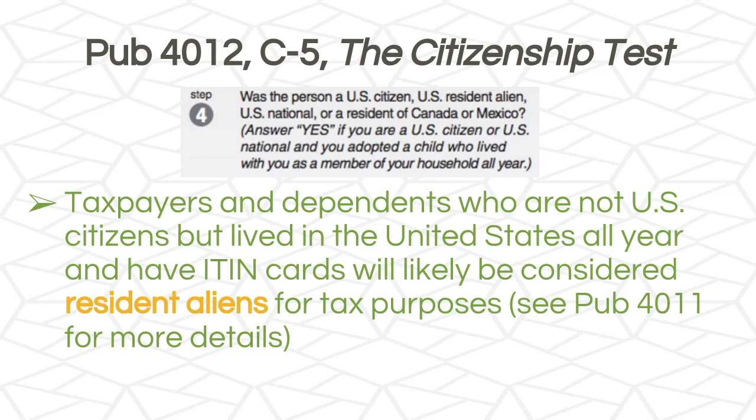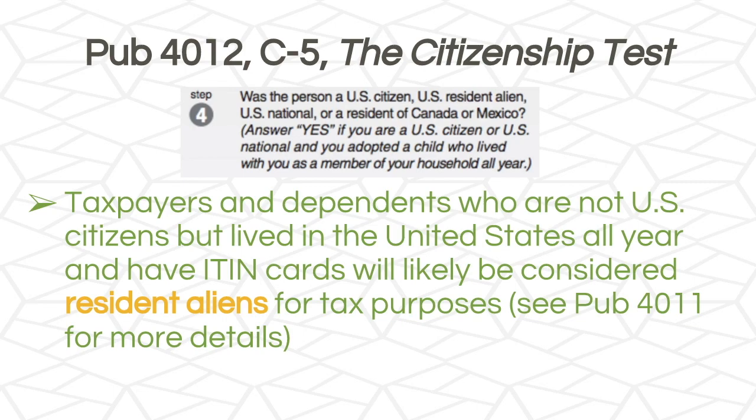So the question asks, was the person a U.S. citizen, U.S. resident alien, U.S. national, or a resident of Canada or Mexico? I want to point out that taxpayers and dependents who are not U.S. citizens but who lived in the U.S. all year and have I-10 cards, they will most likely be considered resident aliens for tax purposes.